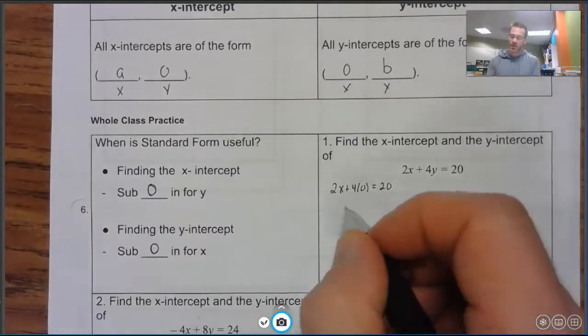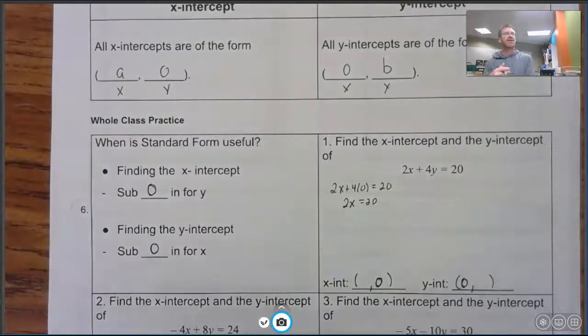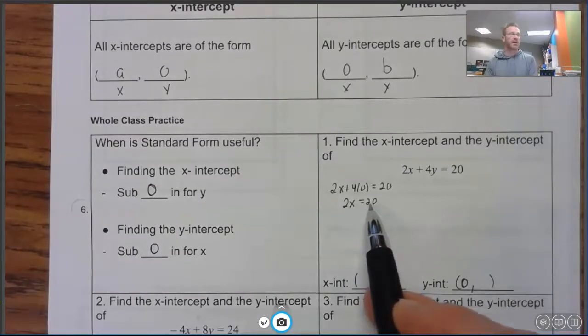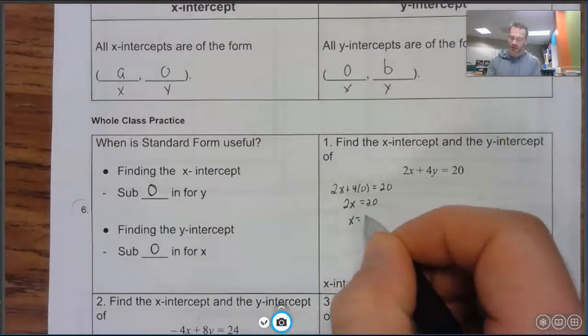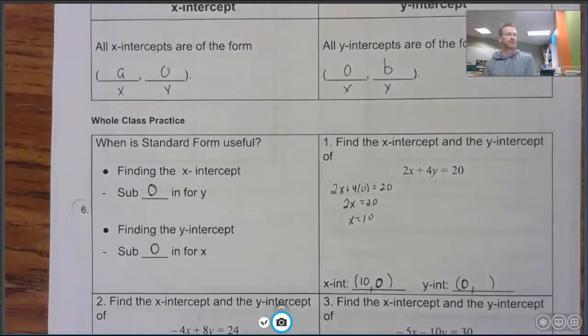So 4 times 0 is 0, and notice that gives me 2x is equal to 20. And this is going to leave me a multiplication problem. I just have to figure out, well, what is that multiplication problem? So 2 times what is 20? And the answer to that is 10. So my x-intercept is (10, 0).